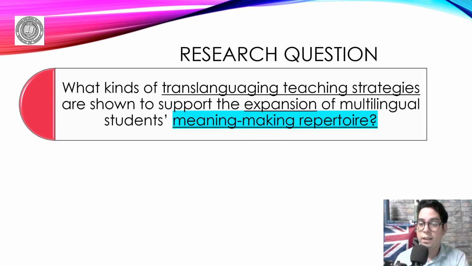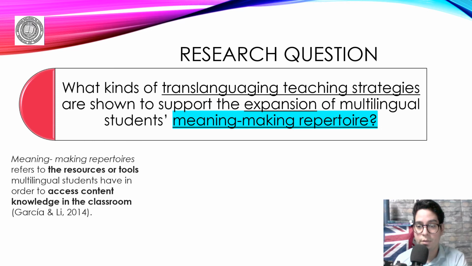So, in order to develop this taxonomy of translanguaging strategies, this research attempts to answer the following question. Now, what do I mean by meaning-making repertoire? The meaning-making repertoire refers to the resources or tools that multilingual students have in order to access content knowledge in the classroom. So it's whatever resource, whether it's a linguistic or a non-linguistic resource, that we use to acquire new content. So I will look at which are the translanguaging strategies that actually expand these meaning-making repertoires of students.